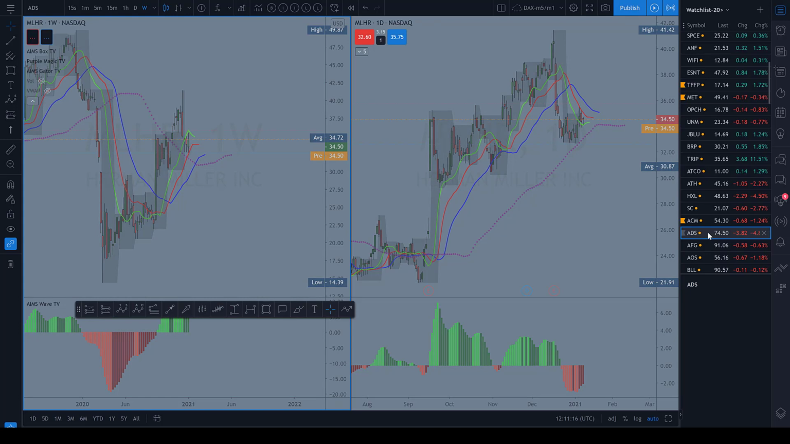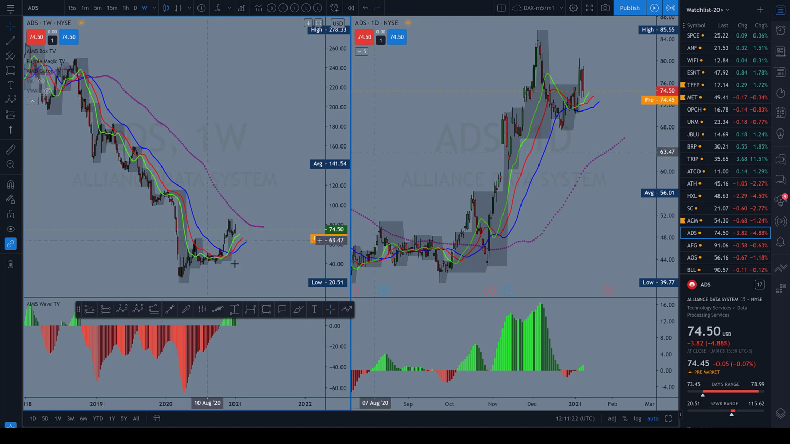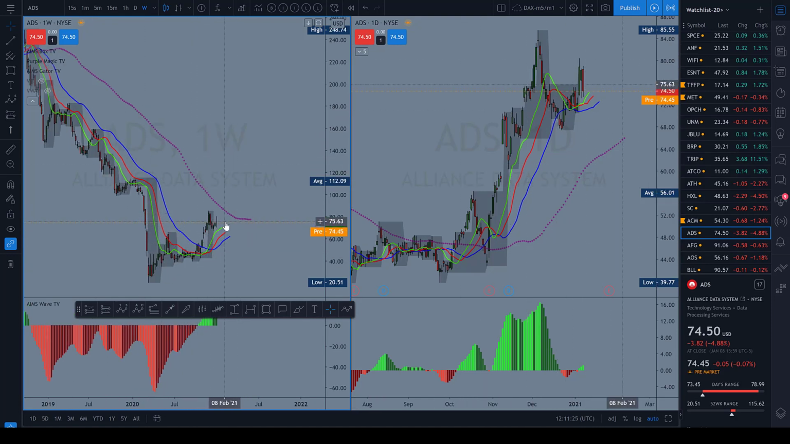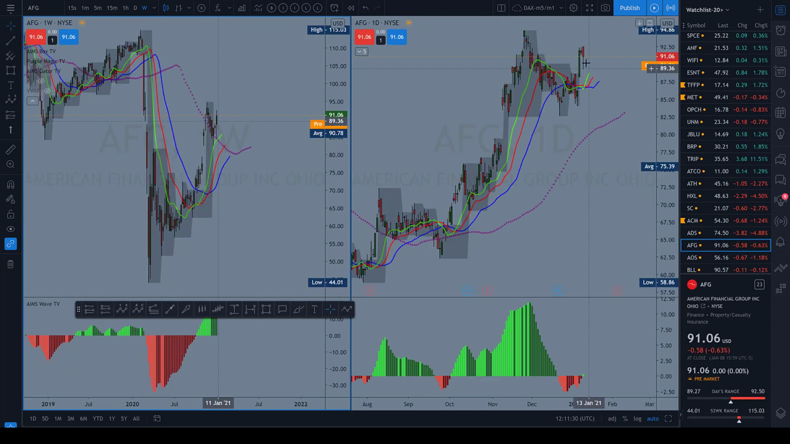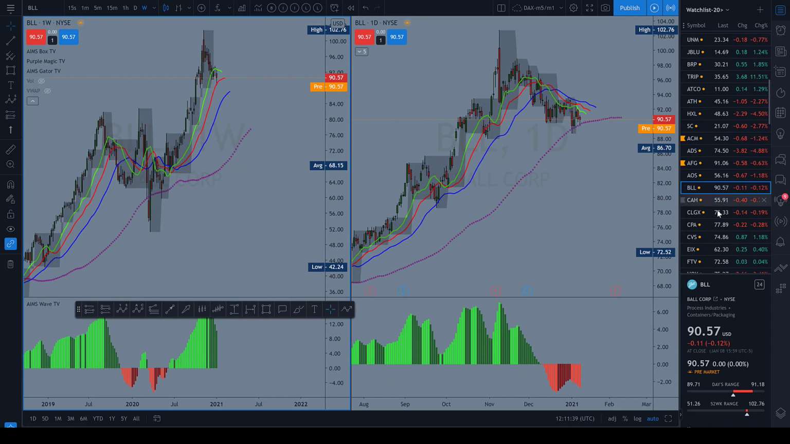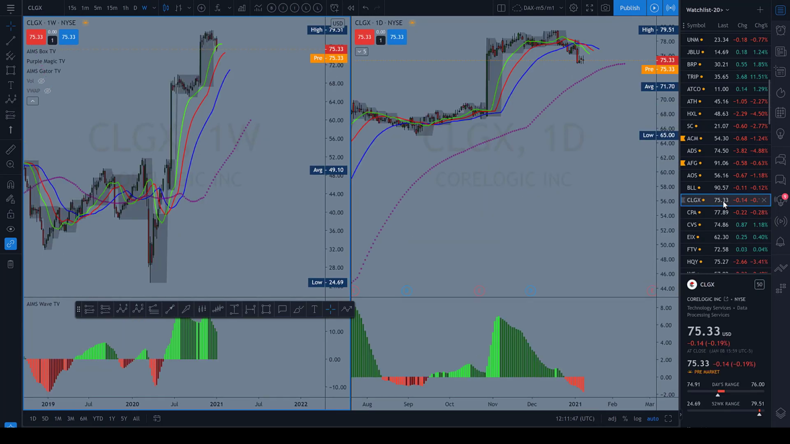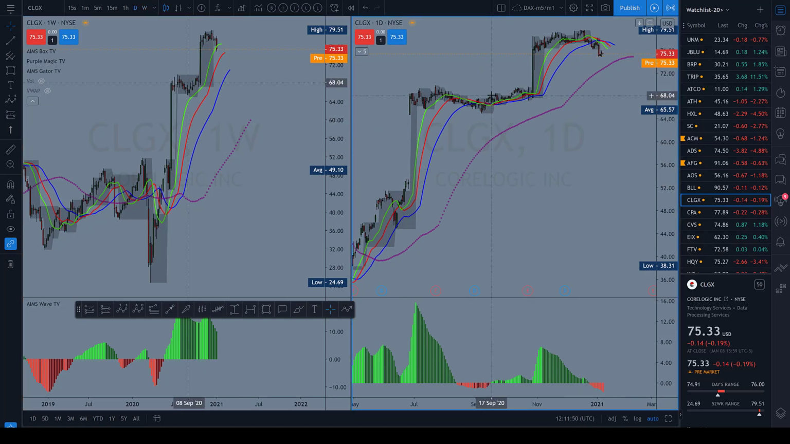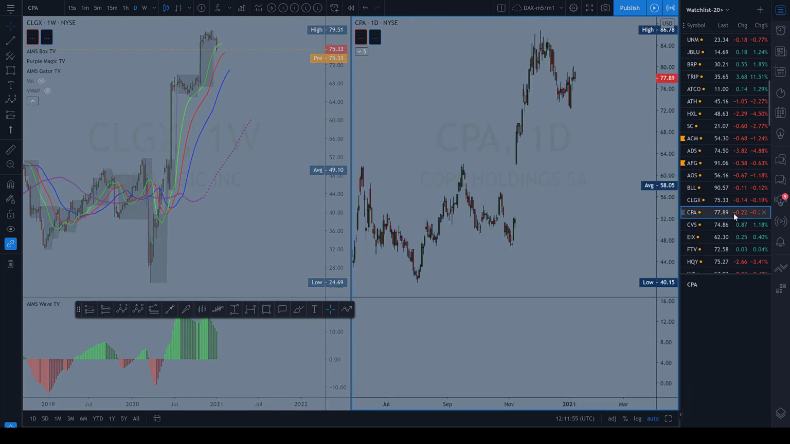Let's get rid of this one. AD Alliance Data. Okay, so this is a bearish stock. We'll keep an eye on it. An entry can be made on this one. BLL. Keep watching that. This one's very, very sideways. Forget that. CLGX. Nice strong uptrend. This would have been a nice trade here. This is going to go to a larger degree wave 4 now, I think.